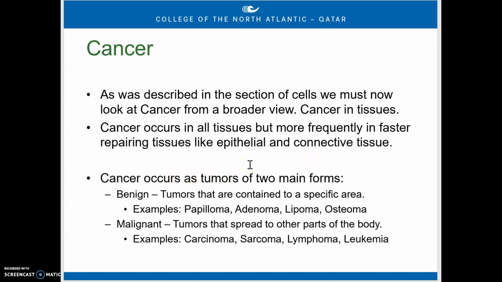Cancer occurs as growths we call tumors, and we get two main forms of tumors. We can have benign tumors, which I guess would be the good ones in terms of prognosis. These are confined to a certain area. So the tumor grows in a certain area, and it can often be removed by surgery. Not relatively easy, but in some cases.